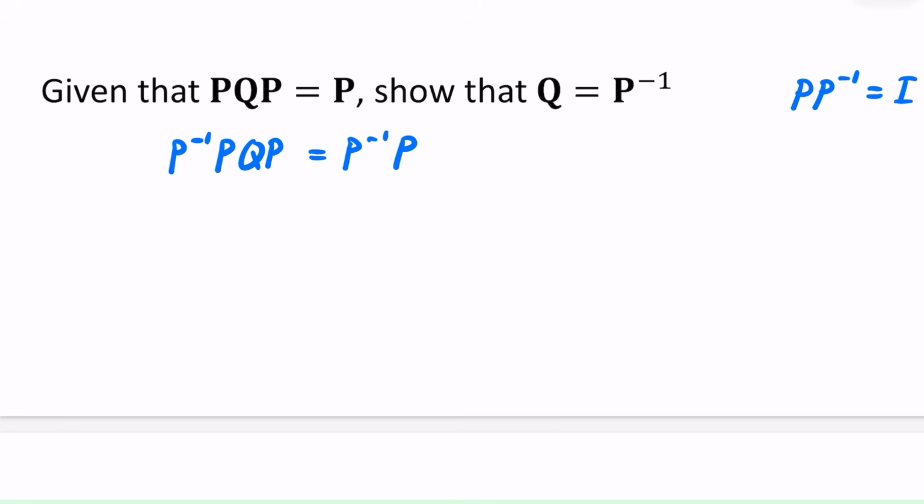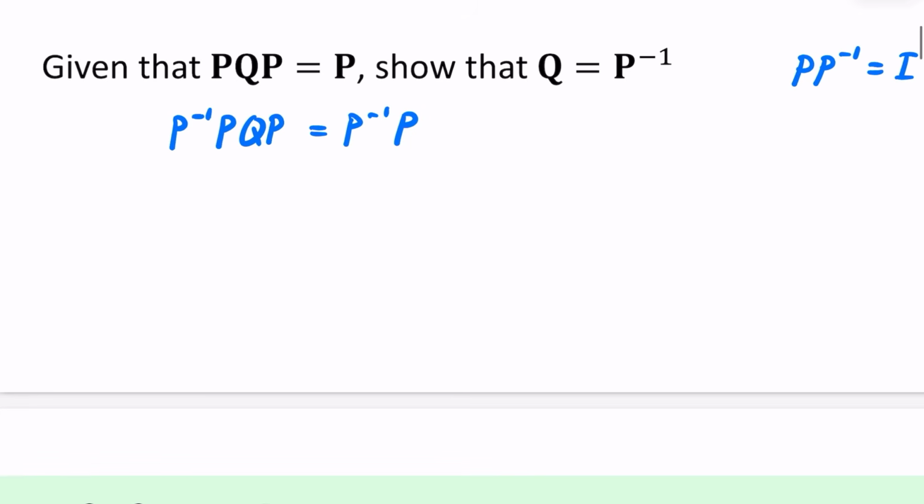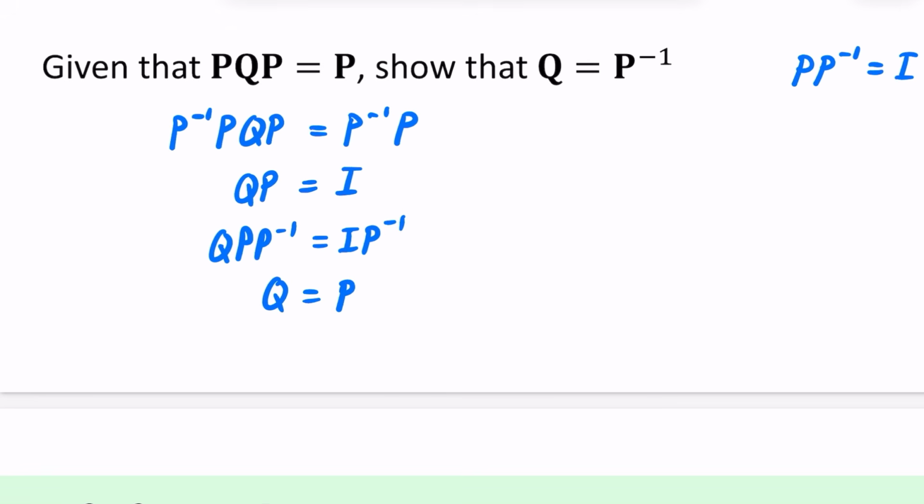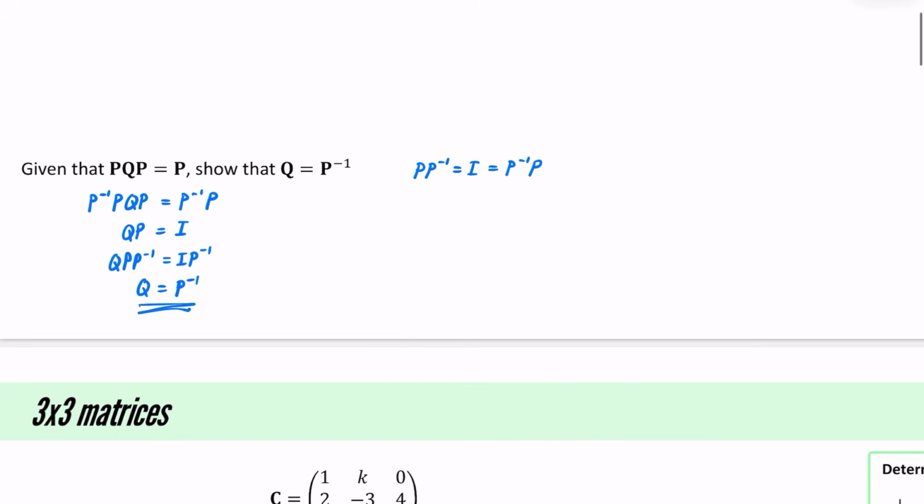Now the P times P inverse, we've just said, gives us the identity, but effectively what's happening here is they're cancelling out, okay? So we get left with QP on the left, and P inverse times P is just the identity. Now to get the Q by itself here, I'm going to multiply by P inverse on the right-hand side. So there it is on the right-hand side. I will have to do it on the right-hand side here. Again, those P and P inverse on the left cancel out. And when you multiply anything by the identity matrix, you just get what we had to start with. So if PQP is equal to P, then Q is equal to P inverse.